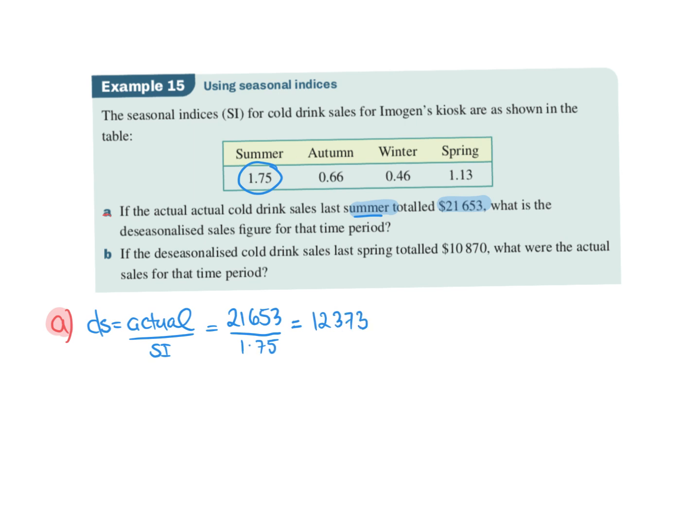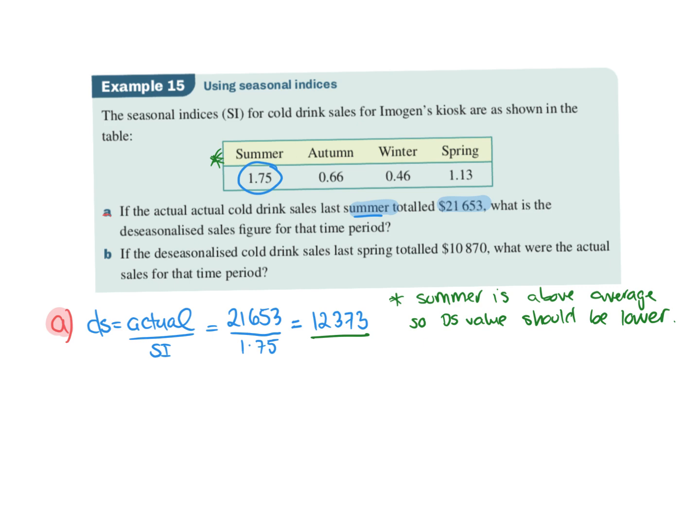12,373. So just so you're checking your work, if you look at the seasonal index, is summer above average or below average? Above. So because summer is above average, when you deseasonalize, the number should go lower because we're trying to smooth it out. We're trying to bring it back to what average is normally, okay? So summer is above average, so the deseasonalized value should be lower.